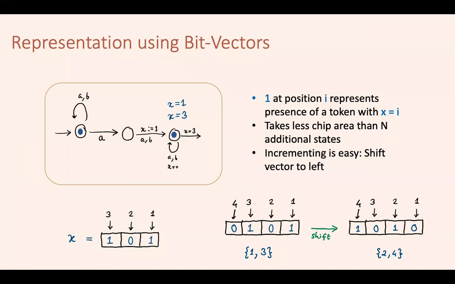And one observation is that incrementing these bit vectors is easy. You just have to shift this particular thing to the left. So not incrementing the bit vector, but incrementing all the values at once. Right now, if you have x equal to 1 and x equal to 3, and you wanted to increment both of those, which is what would happen if you took that particular edge in that particular transition, then this is equivalent to shifting the bit vector to the left.